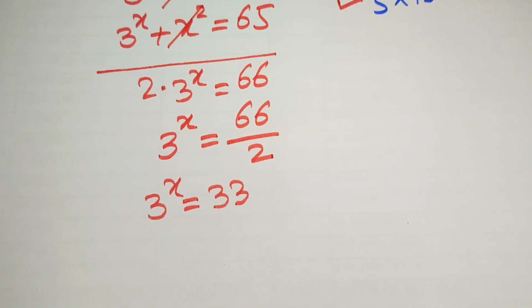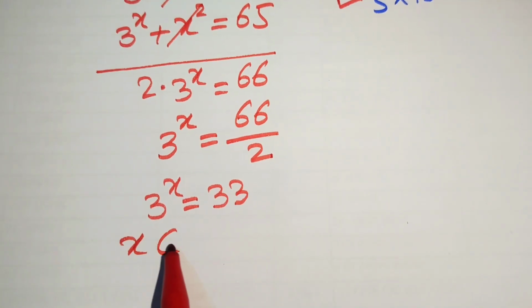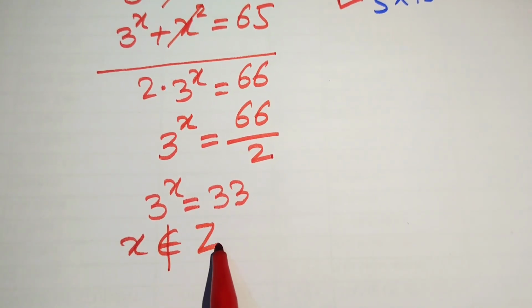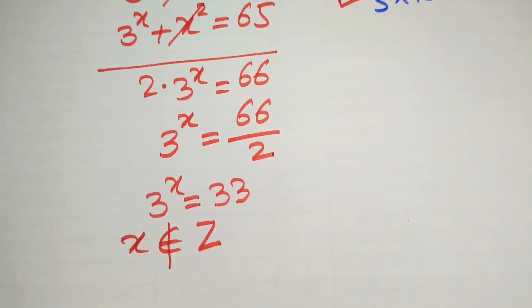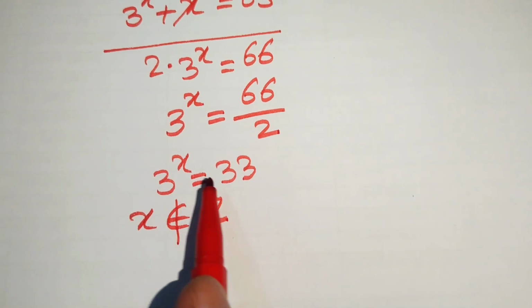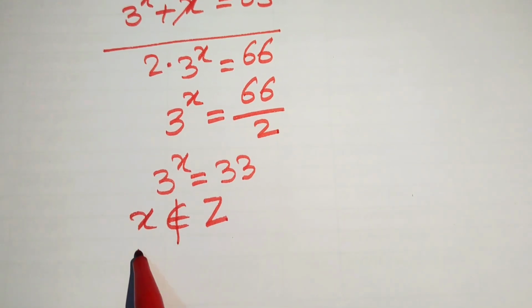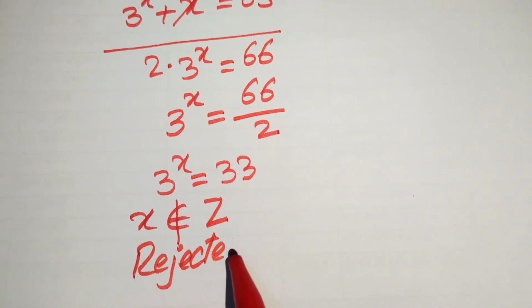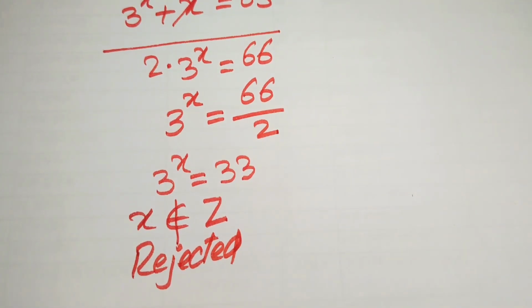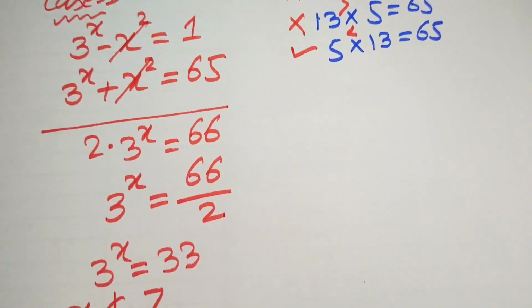That means x does not belong to the integers. If you solve this equation, it cannot give us an integer solution. So if we cannot get an integer solution, then we reject this case, because in this question we can solve just for integer values. Now we move towards our second case.